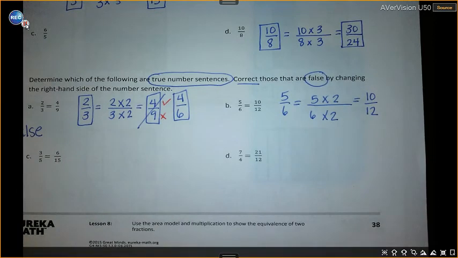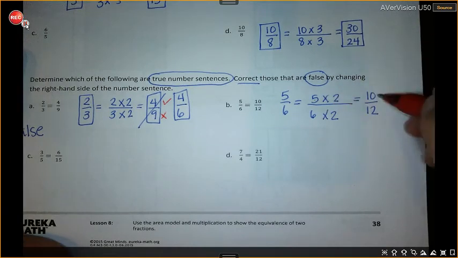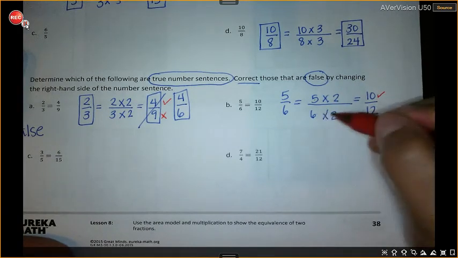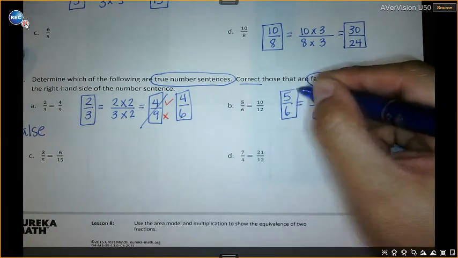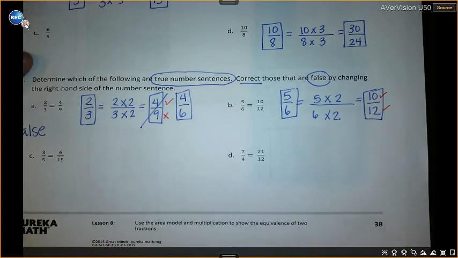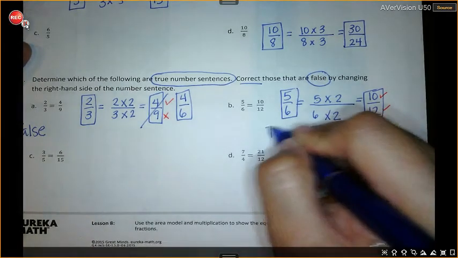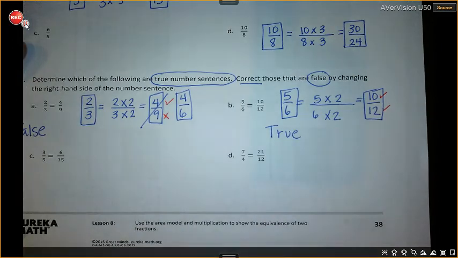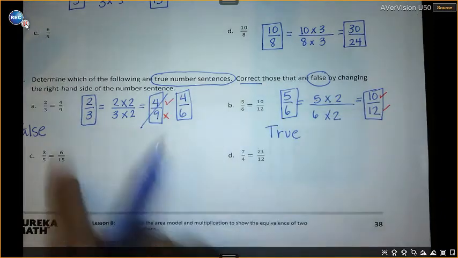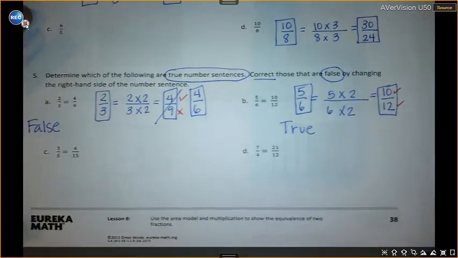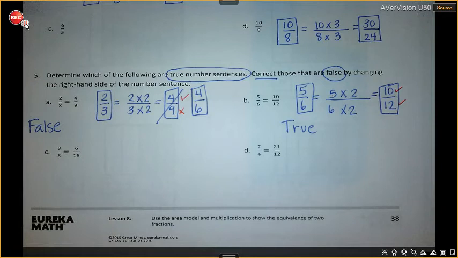Now, we're going to verify if 5/6 is equivalent to 10/12. 5 times 2, 10, that is correct. 6 times 2, 12. So what do I know about 5/6 and 10/12? They're equivalent fractions. So this one here is true, and we don't need to correct anything on this one. So this is what is expected of you for section 5. I'd like to remind you, boys and girls, please pause this video if you need to. If you need to replay section 5, then go ahead and do it now.